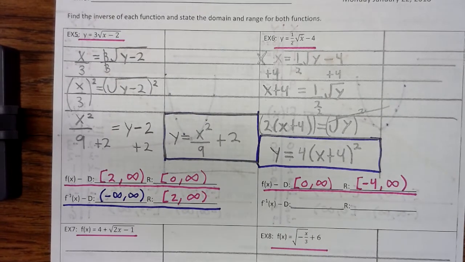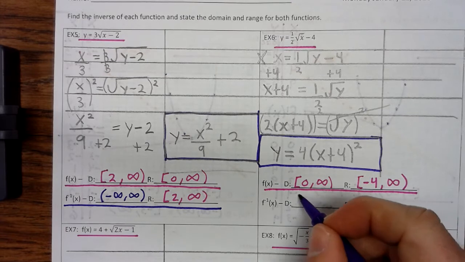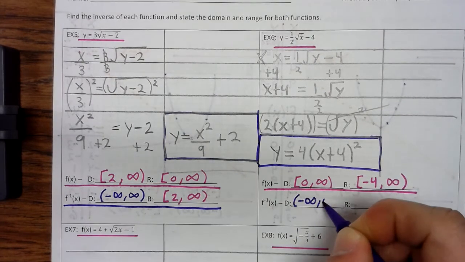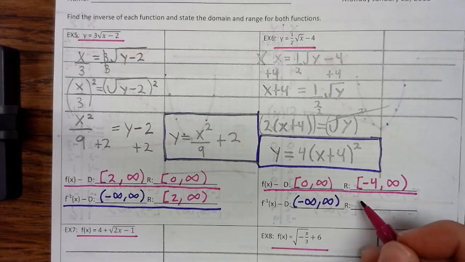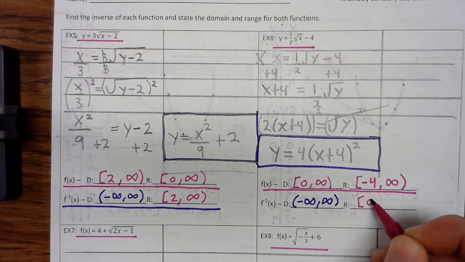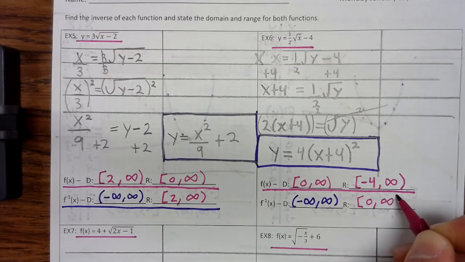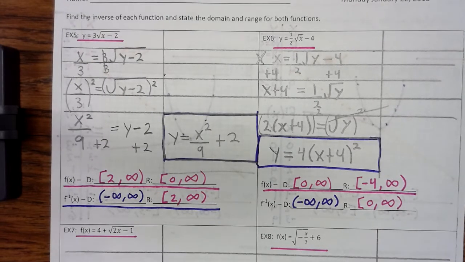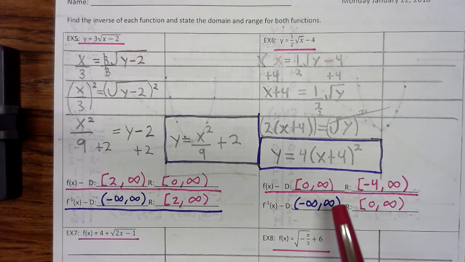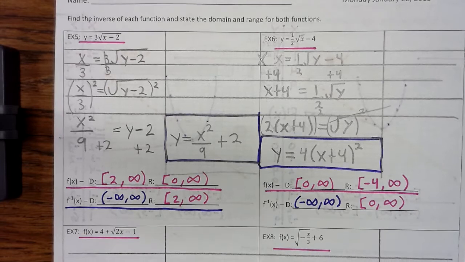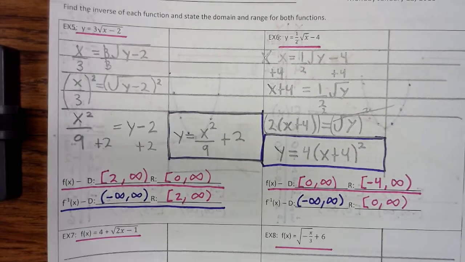Now remember, the domain of a quadratic is always -infinity to positive infinity, and then we know that when you do inverses, the domain and range switch, so the range would be 0 to infinity. And normally these would switch as well, but it's a special case from going to a square root to a square. All right, so let's move on to example 7.